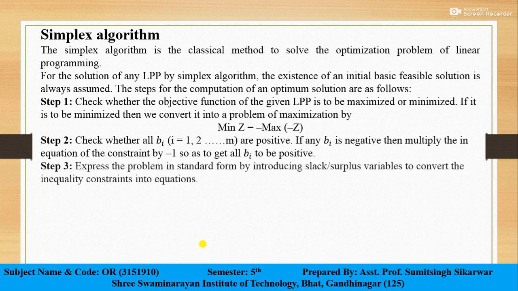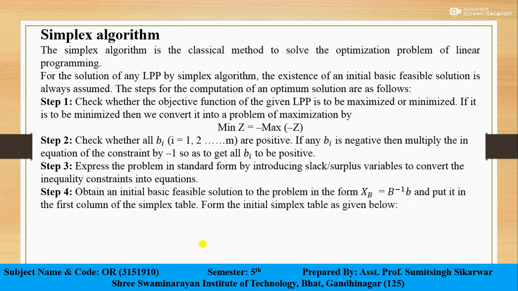The next step is to express the problem in standard form by introducing slack or surplus variables to convert the inequality constraints into equations. We know that generally slack variables are used when it is a maximization problem, and surplus variables when it is a minimization problem. Our next step is to obtain an initial feasible solution to the problem in the form of a matrix, and we will put it into the first column of the simplex table.